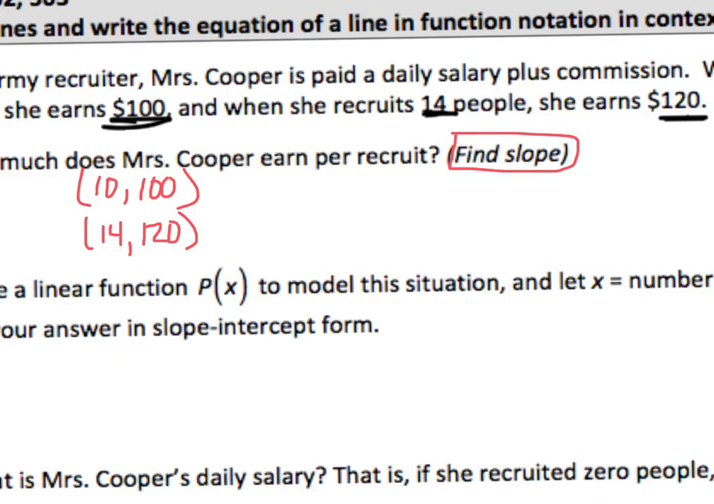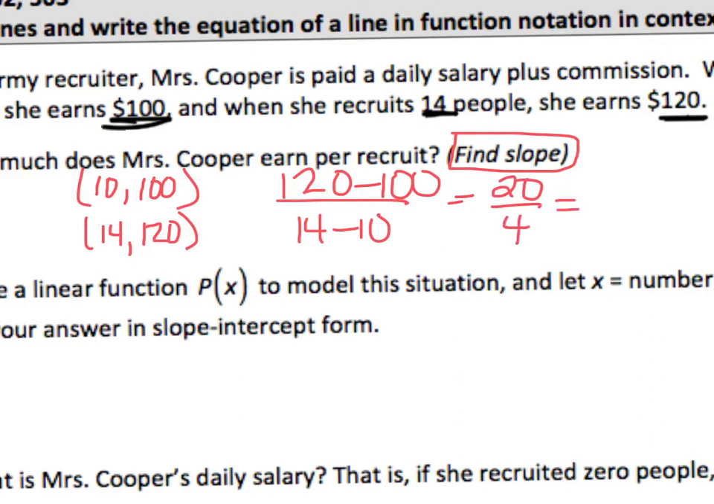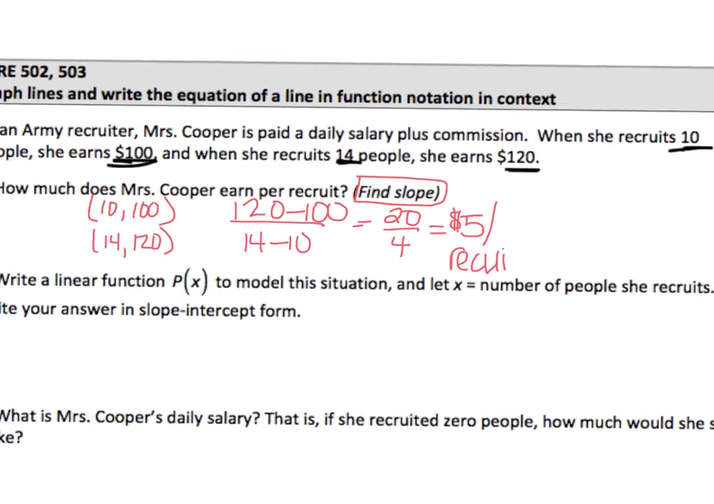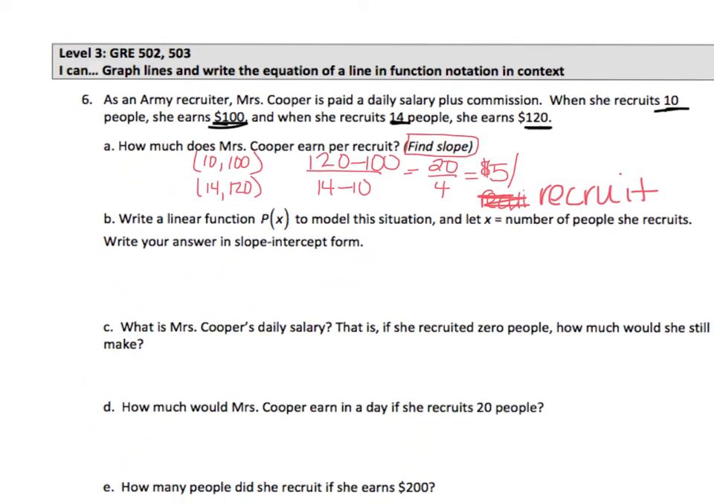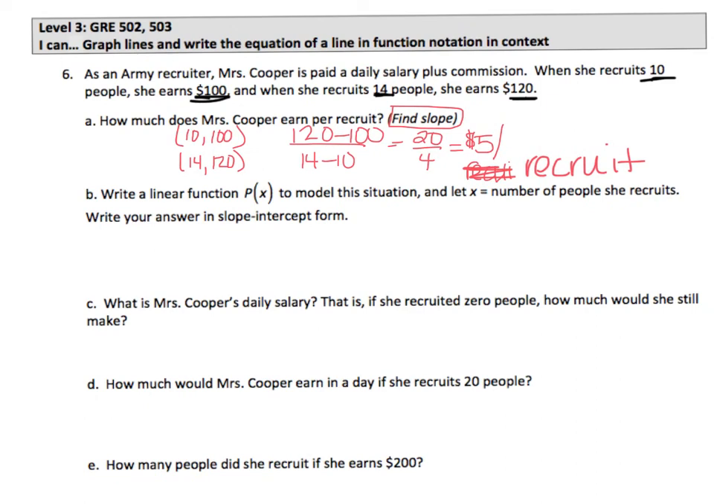Okay, hopefully you've paused it, and now we're going to go ahead and show you the answer. So 120 minus 100 over 14 minus 10. This will reduce to 20 over 4, which will equal 5. Now, this is $5 per recruit, if I can spell. There we go. Okay, this is why I teach math. So $5 per recruit is on average how much she would make.